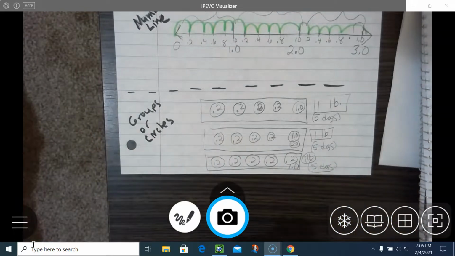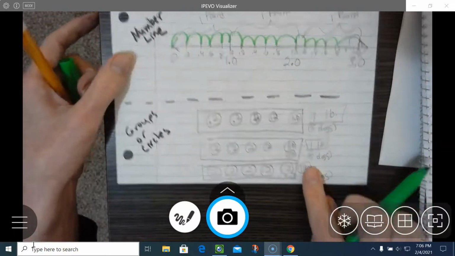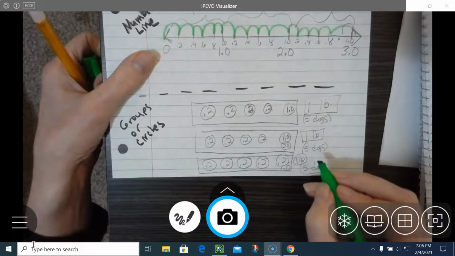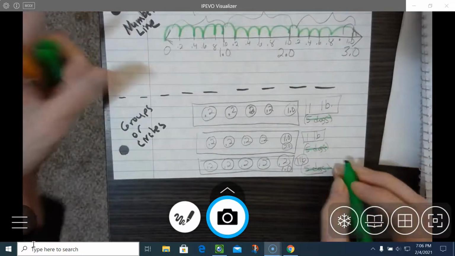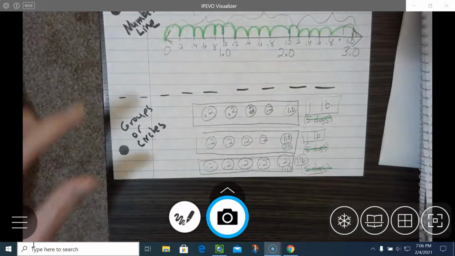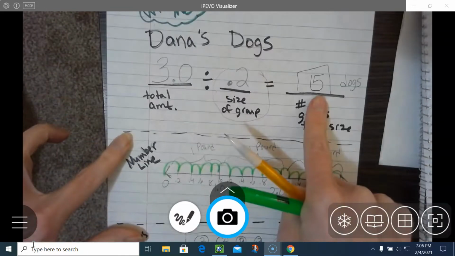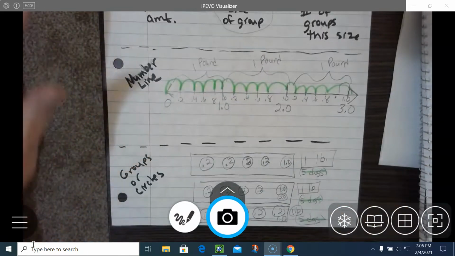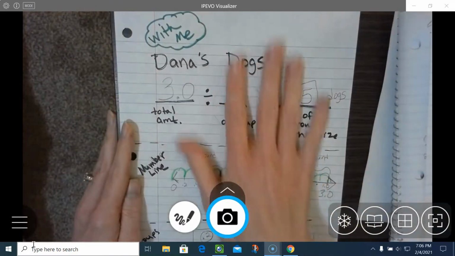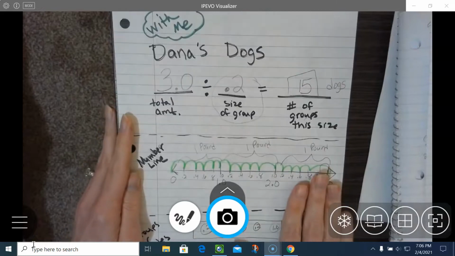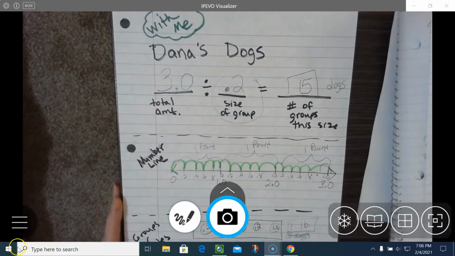So in looking at this one, making my groups or circles, I have shown with my drawing that there's 5 dogs here, 5 dogs here, and 5 dogs here, and that of course matches my answer that we put up here. So what you need to do right now, you are going to take a picture of this work and put it in Seesaw, and then we're going to try some more. Great job, everybody.